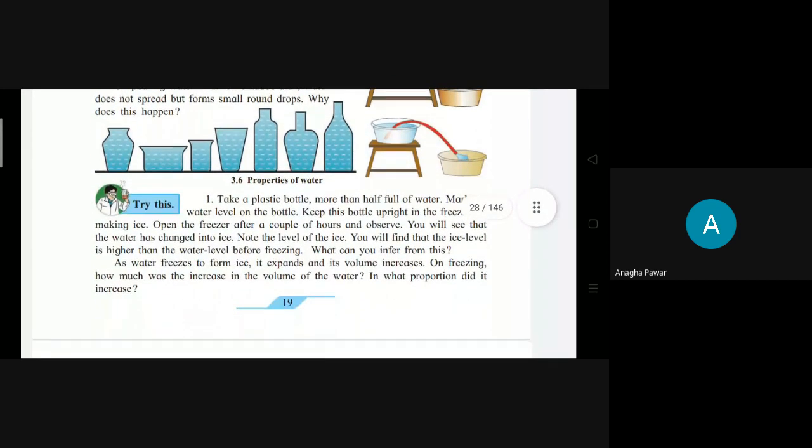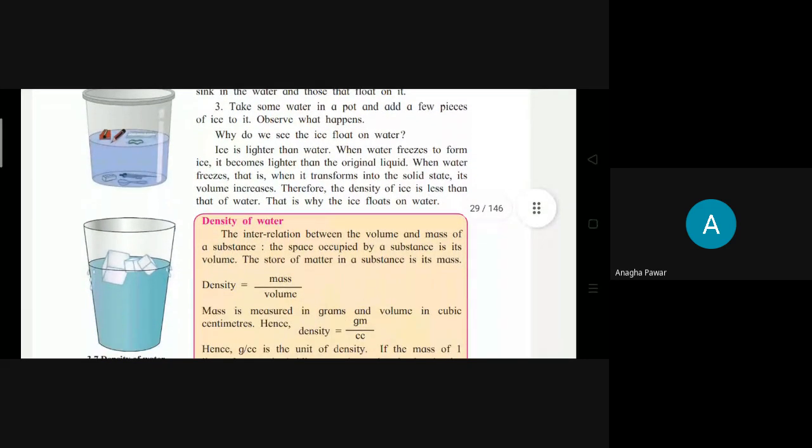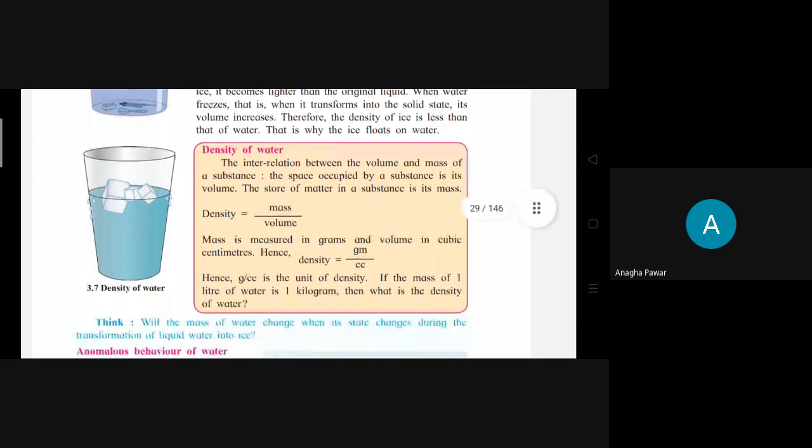Then, after this, we have put some object in the water, and what we have inferred from that is that ice is lighter than water. When water freezes to form ice, it becomes lighter than the original liquid. When water freezes, that is when it transforms into the solid state, its volume increases. Therefore, the density of ice is less than that of water. That is why ice floats on water.